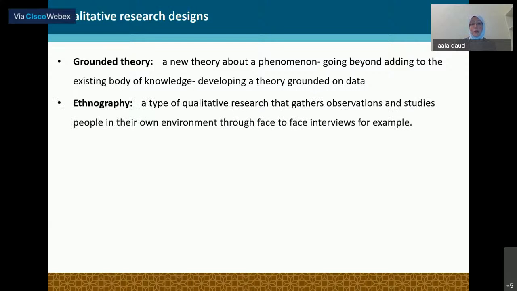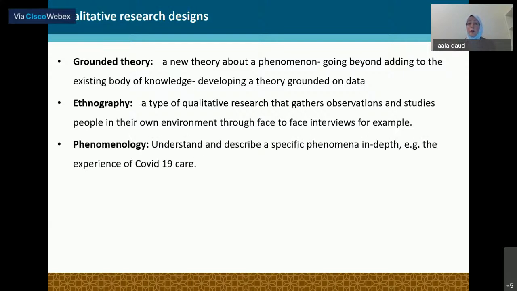Our second research design is ethnography. That's a type of qualitative research that gathers observations and studies people in their own environment through face-to-face interviews, for example. Phenomenology is the understanding and describing of a specific phenomenon in depth. So, for example, you're trying to understand the experience of COVID-19 care in depth.